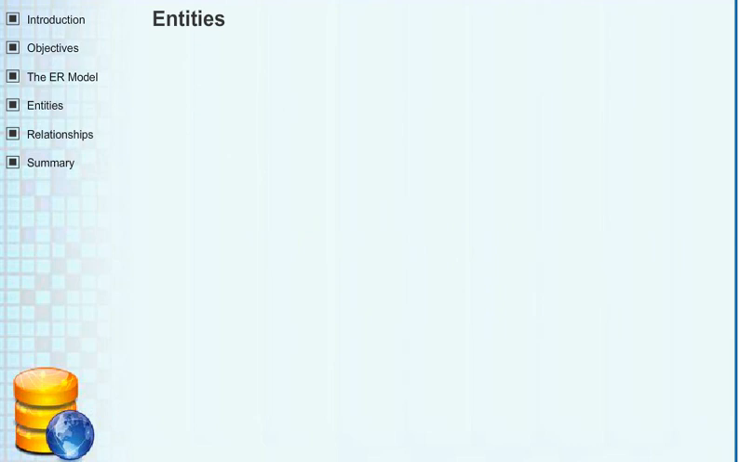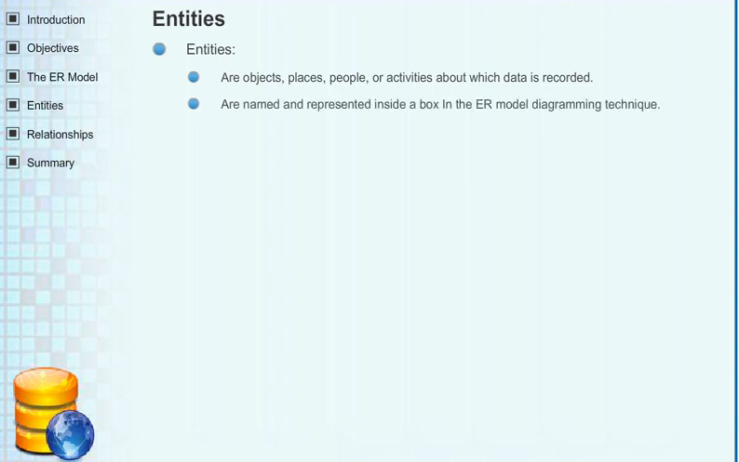To understand the ER model better, you first need to understand what entities are. Chen defined an entity as a thing which can be easily identified. It is any object, place, person, or activity about which data is recorded. It is represented as a box and is named inside the box in the ER model diagramming technique. Make sure that you always represent an entity in uppercase in the ER model diagram.